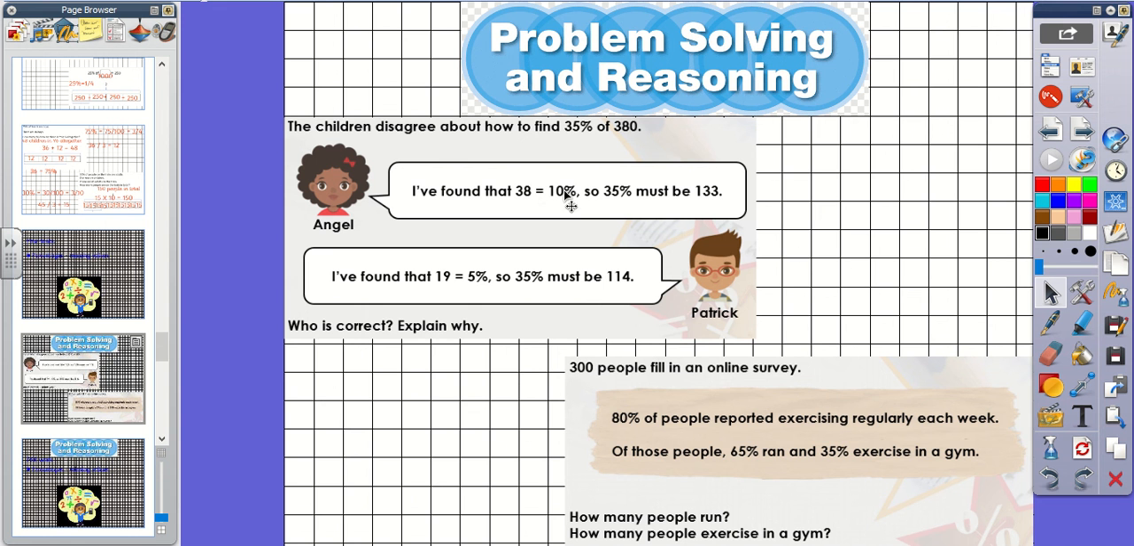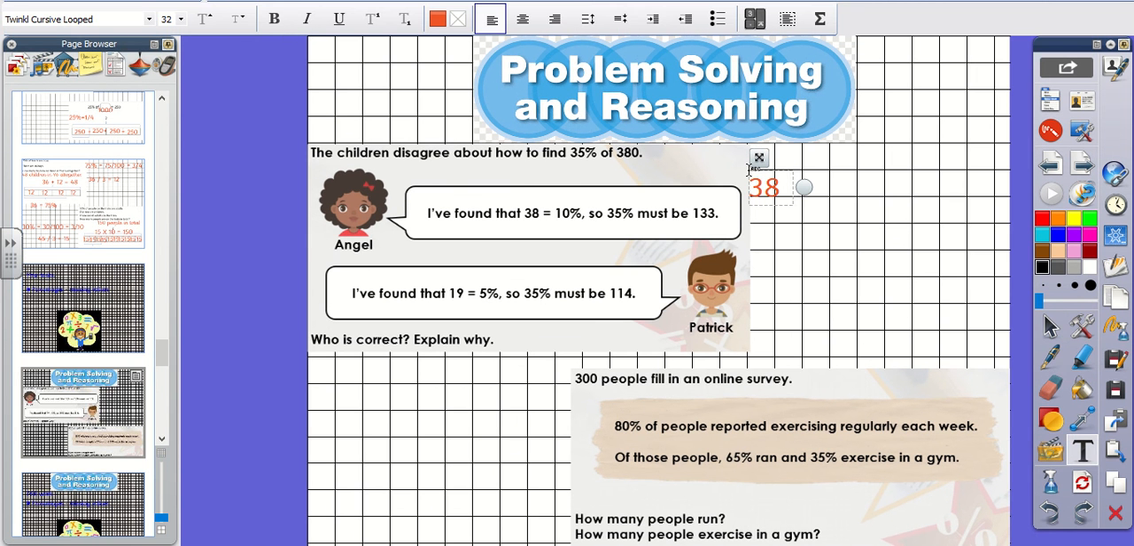38 is 10%. That's correct. Now she has multiplied that 38 by 3 to find out 30%. So 38 times 3 is going to be 114. Okay, so that's our 30%. Now she knows that 10% is 38, so 5% must be half of that. So half of 38 is 19. So 5% equals 19. So she has then added 114 and 19 together, which gives her 133. So far, Angel is correct.